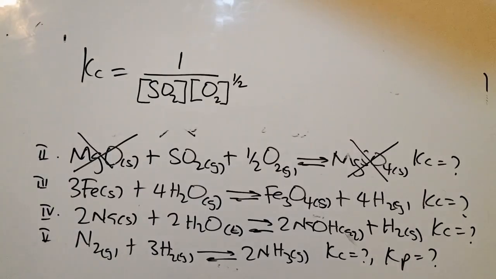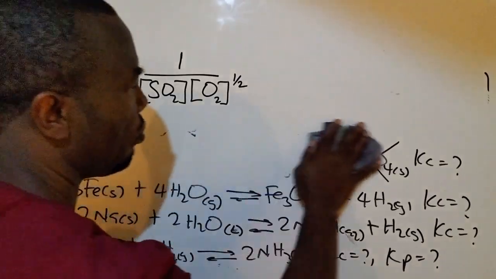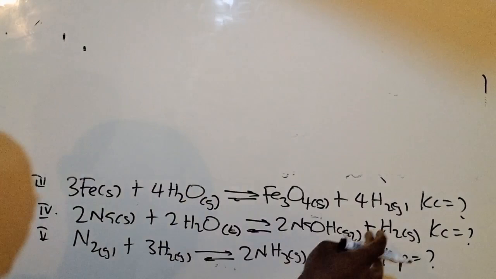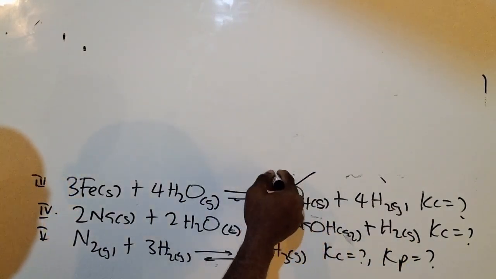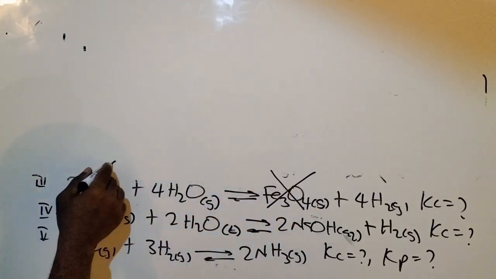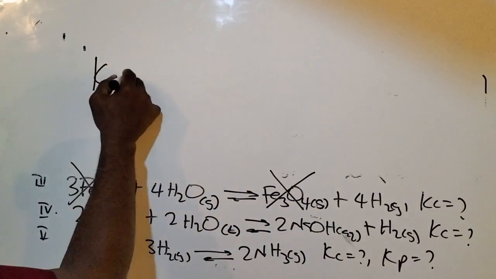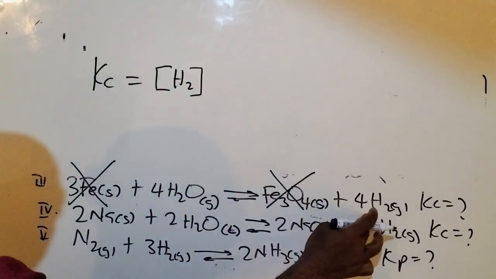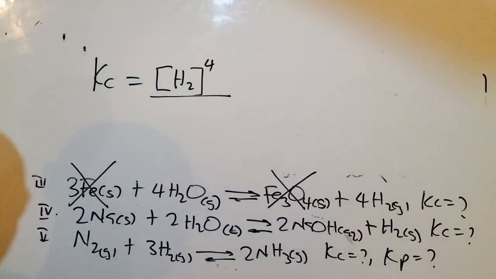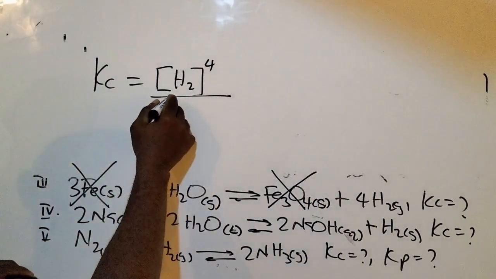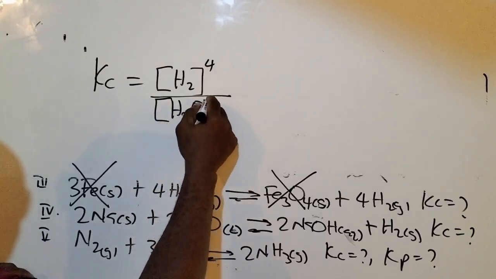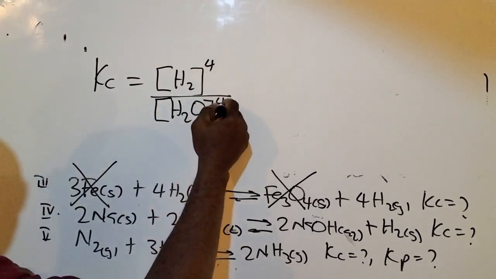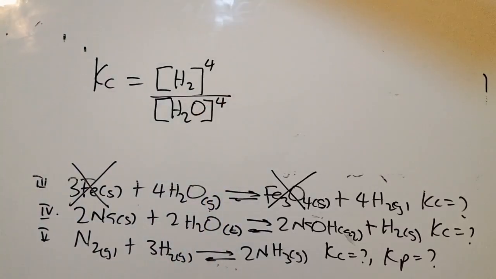You can see that. So going to number 3. To write the Kc expression for number 3, let's look at the states. This is gaseous state, this is solid. Solid is removed. So for the Kc expression we are left with hydrogen in square bracket. The number of moles is 4, raised to power 4, all over, going to the reactant, we're left with steam, H2O. Some people say that water is not represented, but this water is in gaseous state, not in liquid state. So that's why it's represented. So you have the correct expression for number 3.